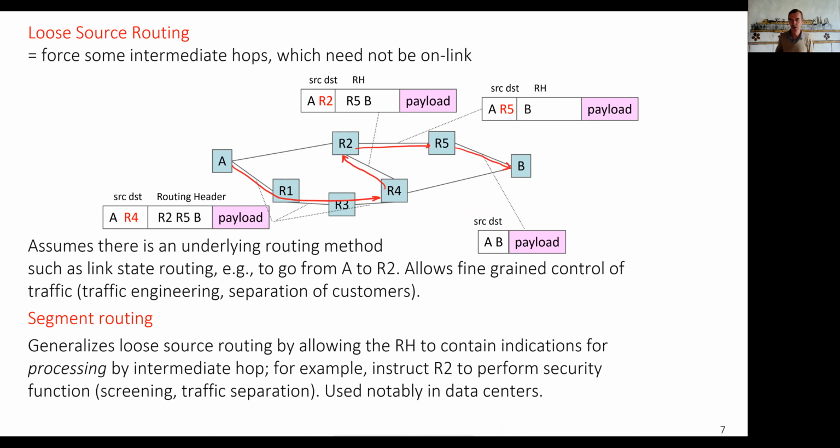So loose source routing is also used in data centers, where we want to have more fine-grained control of the huge switching fabric that is made by all the distributed routers and switches. In data centers, people sometimes even use something called segment routing, which is an extension of source routing where the extension header gives not only where you have to go next, but also might indicate some processing instructions.